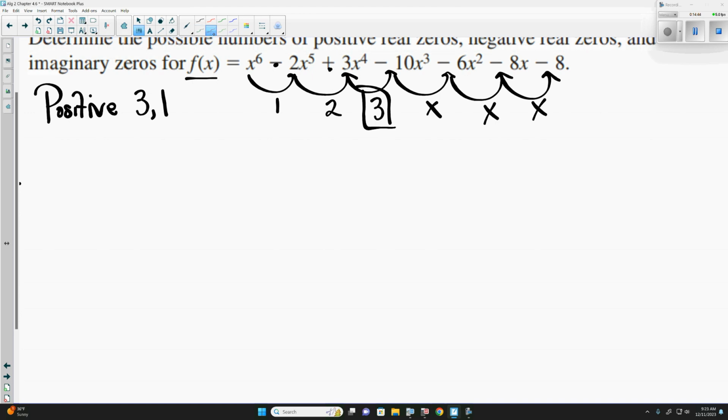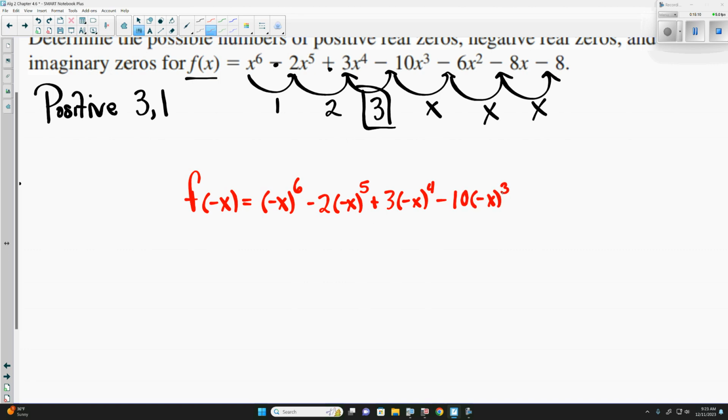For our negative zeros, we're looking at f of negative x, which means every x in the function has to be replaced with negative x. So we'd have negative x to the 6, minus 2 times negative x to the 5th, plus 3 times negative x to the 4th, minus 10 times negative x to the 3rd, minus 6 times negative x squared, minus 8 times negative x, minus 8.